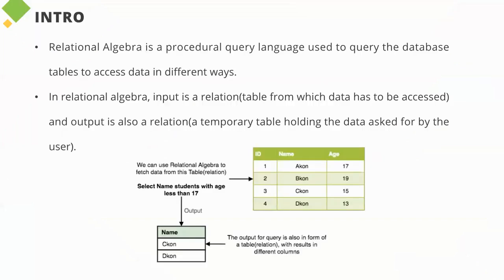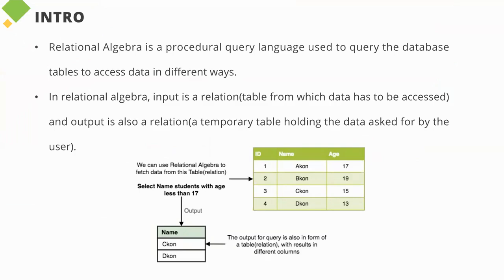So what is relational algebra? It's a simple procedural query language used to query the database. The input is some relation from which the data has to be accessed, and the output is also a relation. You apply a function and retrieve some part of the data. That is called relational algebra.